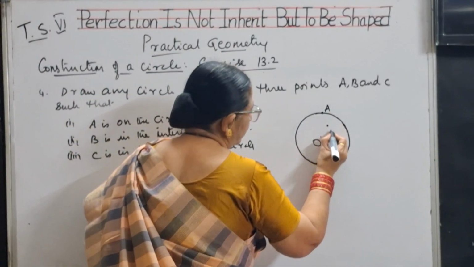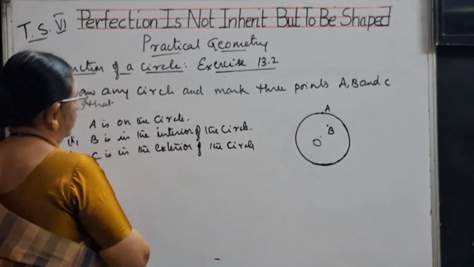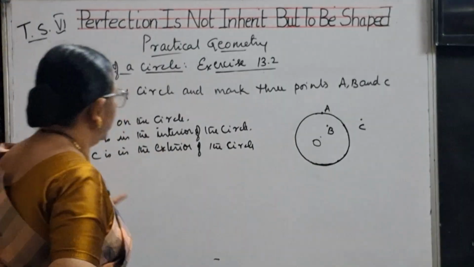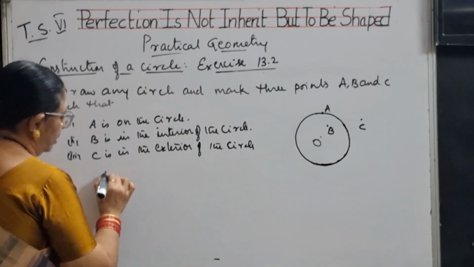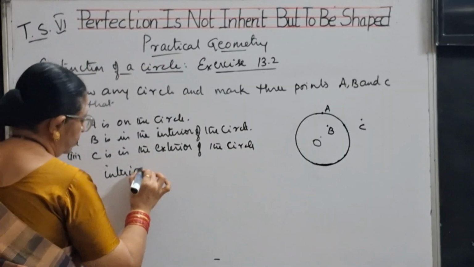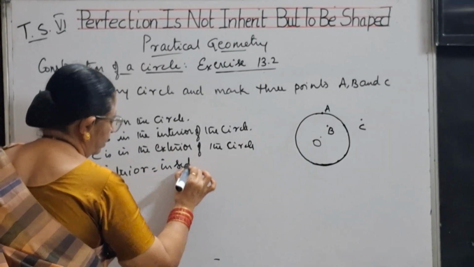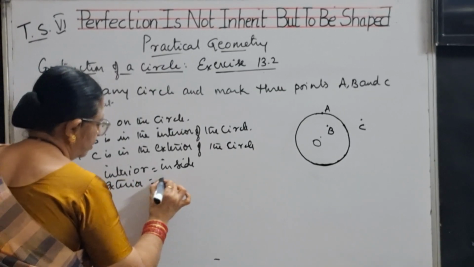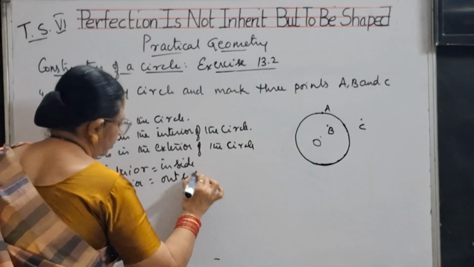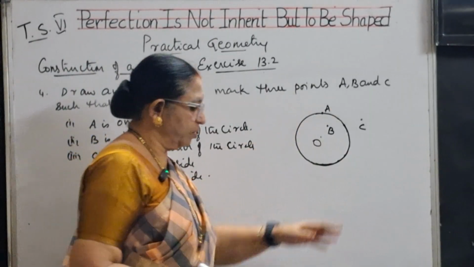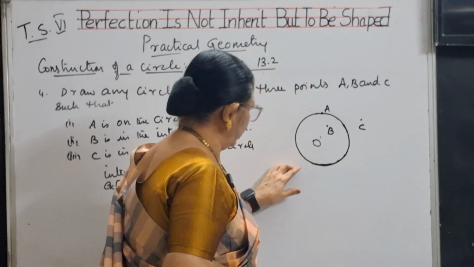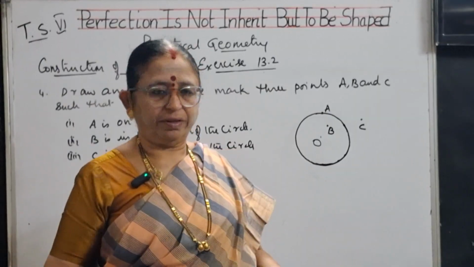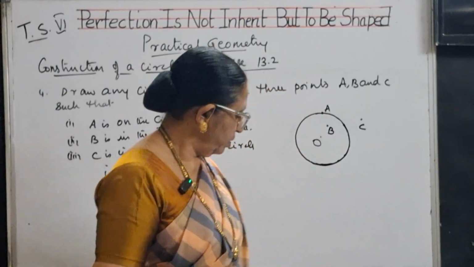B is interior to the circle. Interior means inside. B you have to keep inside, and C is exterior to the circle, outside the circle is C. Exterior means outside, interior means inside. Interior means inside the circle, and exterior means outside the circle. So with this you have to construct any circle with any radius, what the radius is, is not important. With any radius you can draw a circle and mark the points like this, children. So please note it down.